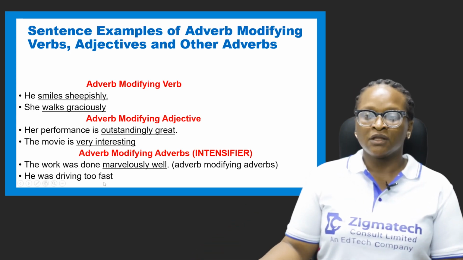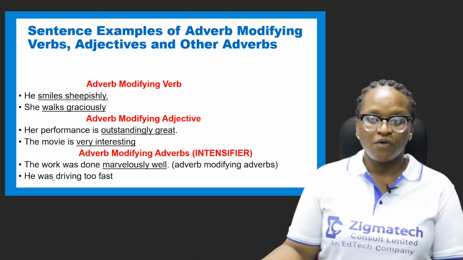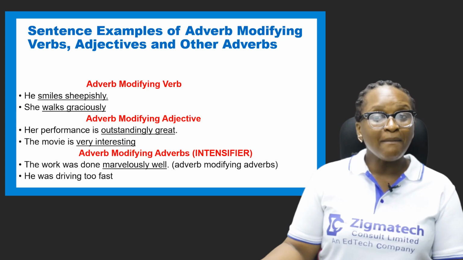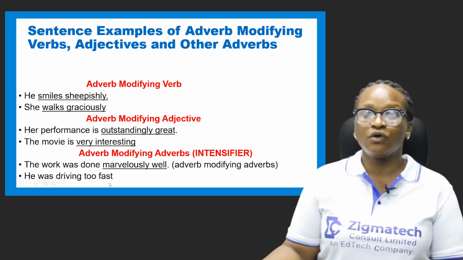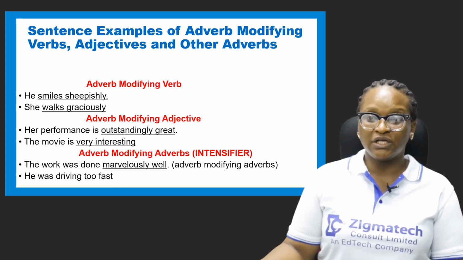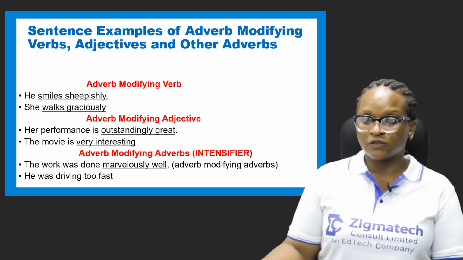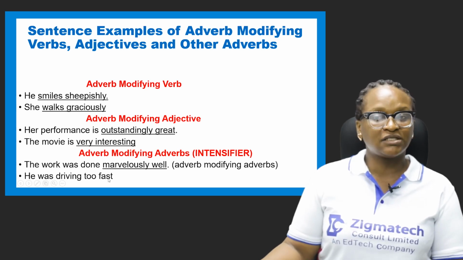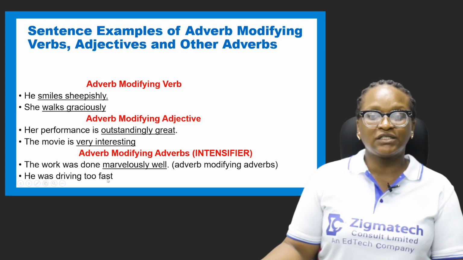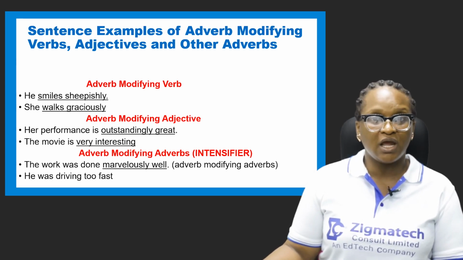Then finally we have he was driving too fast. How fast? Too fast. Okay, remember, fast as a word can function as an adjective and also as an adverb, but in this case it's functioning as an adverb. It's describing how fast, that's speedily. What I'm saying is that he was driving speedily. Fast here means speedily. But when it's an adjective, obviously it will be describing. So in this context, it's not describing anything.